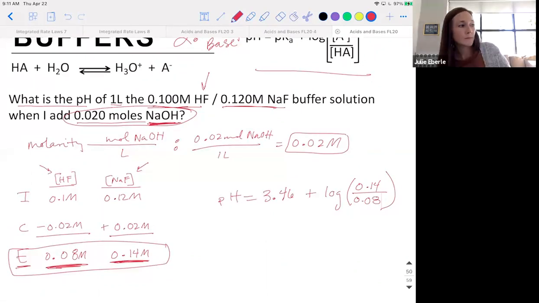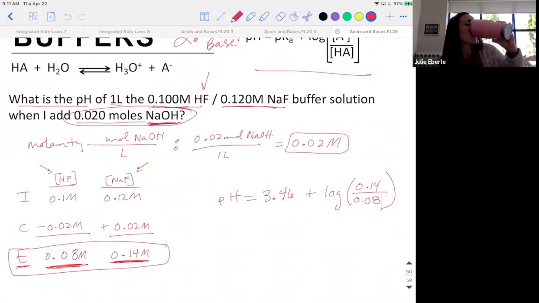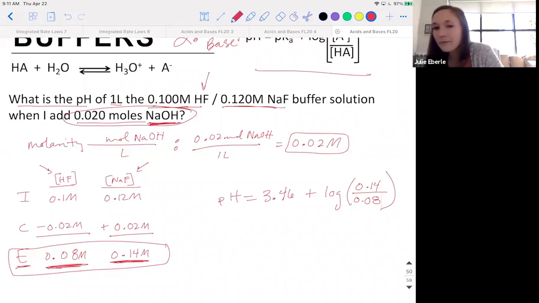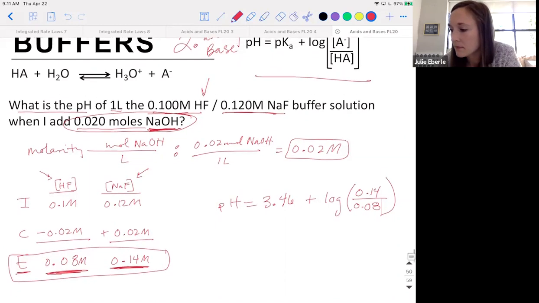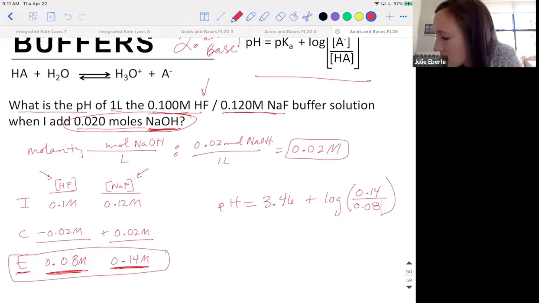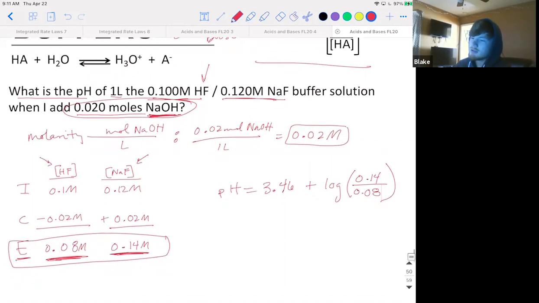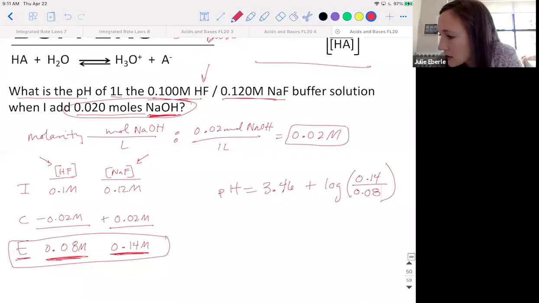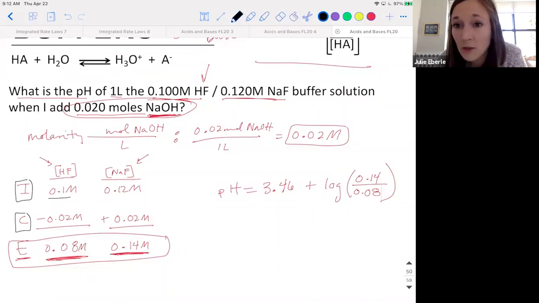What's our new pH? Where did the 0.08 moles come from? Say that again, Blake. Where did the 0.08 molars come from? We took the initial concentration, which was 0.1, and how much it changed by.